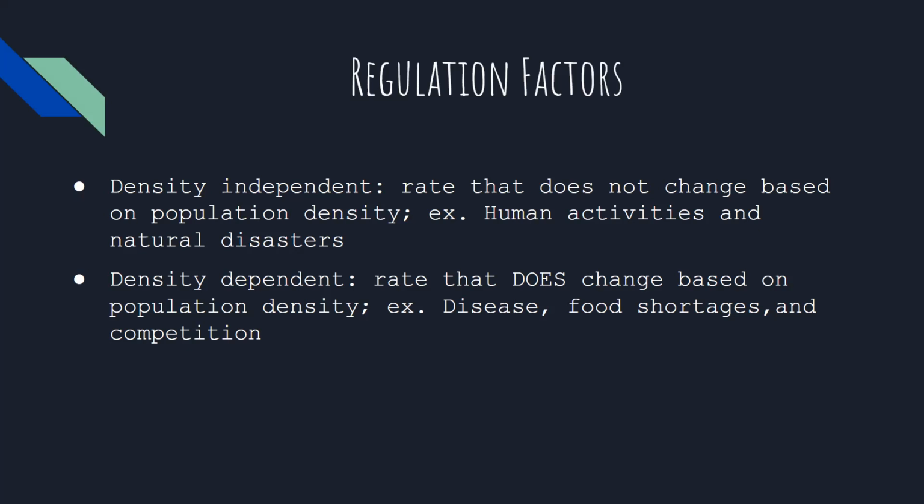And a density dependent one is one that does change based on population density. So disease, food shortages, and competition. Let's say you have a limited amount of resources, then you will have competition if you have more organisms. Food shortages, same thing. If you have too many people and too little food, then you will have a shortage. And disease does count as a density dependent one because although you could have a disease without too many organisms, the fact of the matter is the disease has to spread, just like in the pandemic we are in right now. It needs a medium or a host in order to spread and mutate. So that's why this would be considered a density dependent factor.